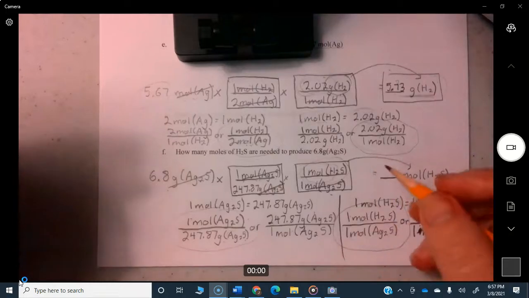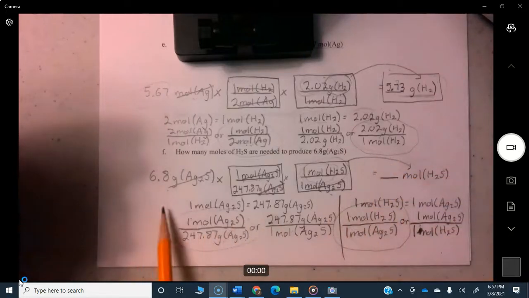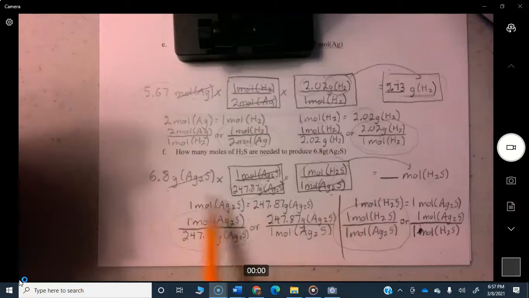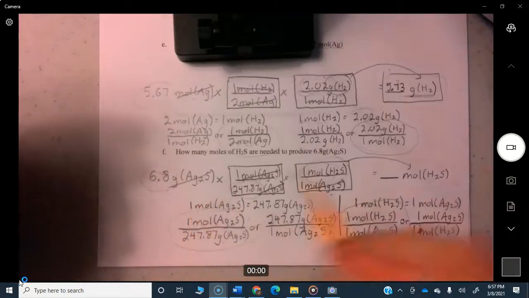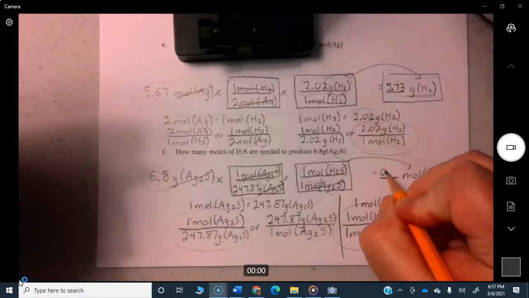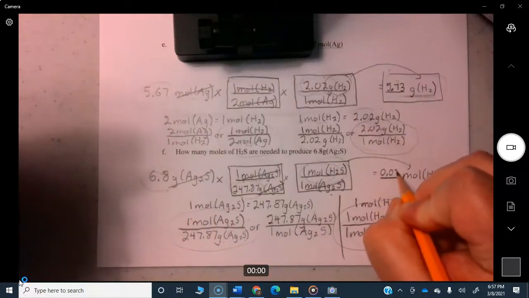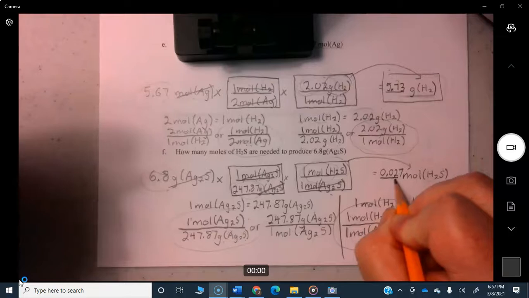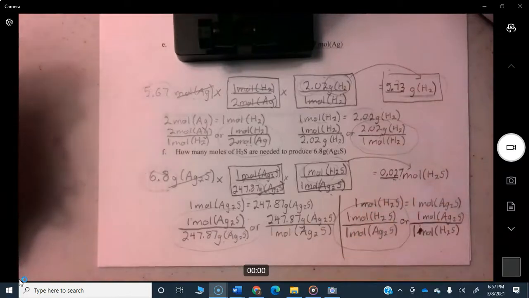Okay, and that gives us this. And how many sig figs can we go to here? Well, you got 5 there, but you only have 2 there. So it's going to be limited to 2. So I'm going to have 0.027. So that's 2 significant figures. The leading zeros are not significant.